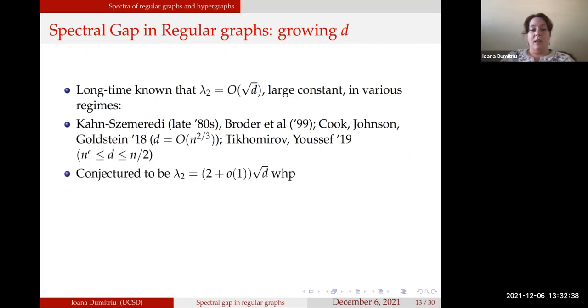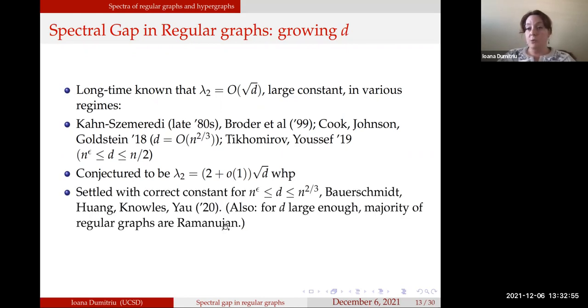But it was conjectured, like I said, that this big constant present in O of square root of d, and we're talking things like 10,000, so really large constants, should have been 2, just like it is in the case when d is fixed. And it turned out that this conjecture was right, or at least now we know it for sure in the intersection of the two regimes that I spoke about before, which was d being no larger than n to the 2/3 and d being at least n to the epsilon. It was proved in a paper by Bauerschmidt, Huang, Knowles, and Yau with the correct constant. So for this, we know now that it's 2 root d essentially.